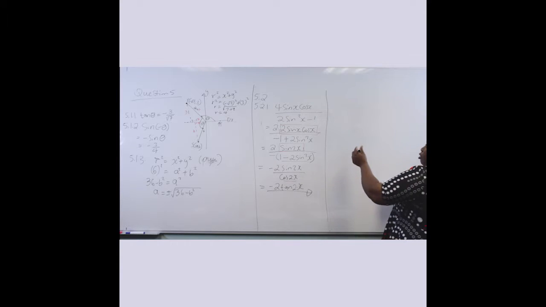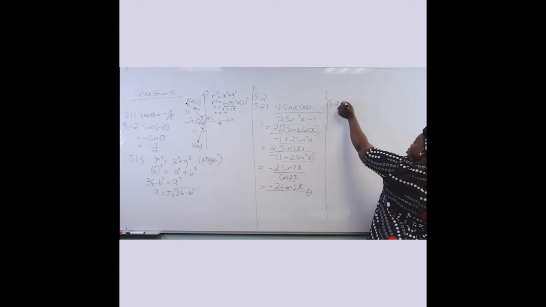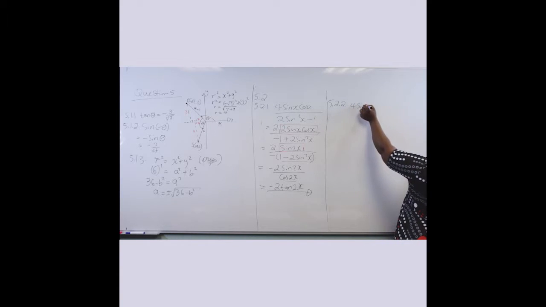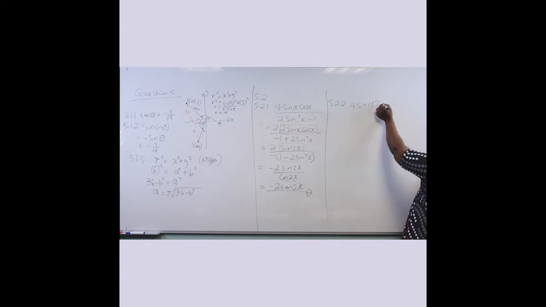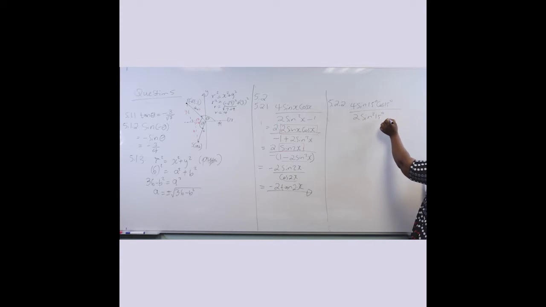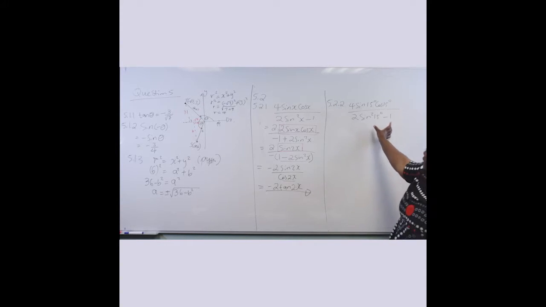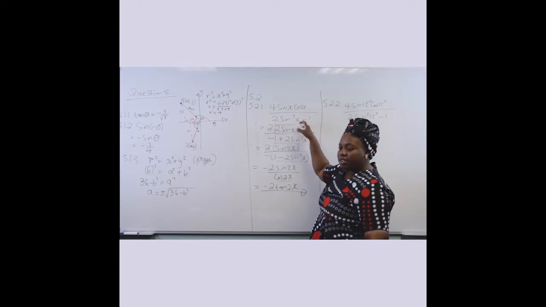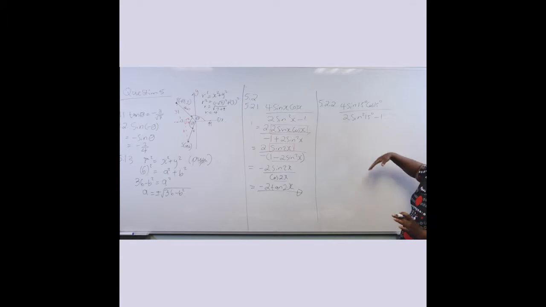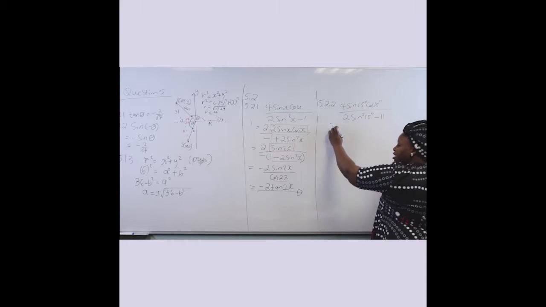Hence calculate the value of. So that is 5.2.2. We are calculating the value of 4 sine 15 cos 15 divided by 2 sine squared 15 minus 1. Folks, look at this. This statement is the same as this statement, just that now x is 15. There's nothing different. Now, what you're going to do is you're not stressing, you're just going to go straight to the solution.